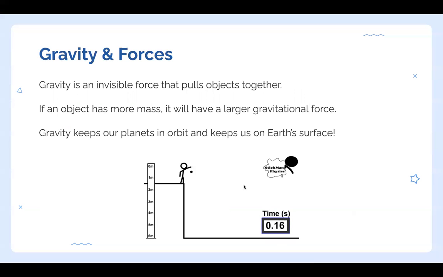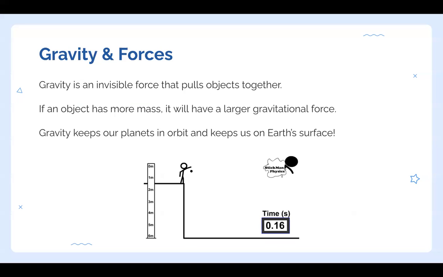You might know that any force is just a push or pull. For example, if you pull a door to open it, you are exerting a force on that door, or if you are pushing a box, you are exerting a force on that box. One very special type of force that is all around us is gravity. Gravity is this invisible force that pulls objects together.